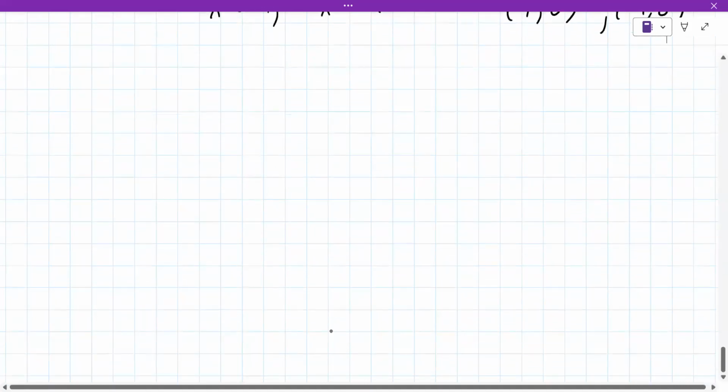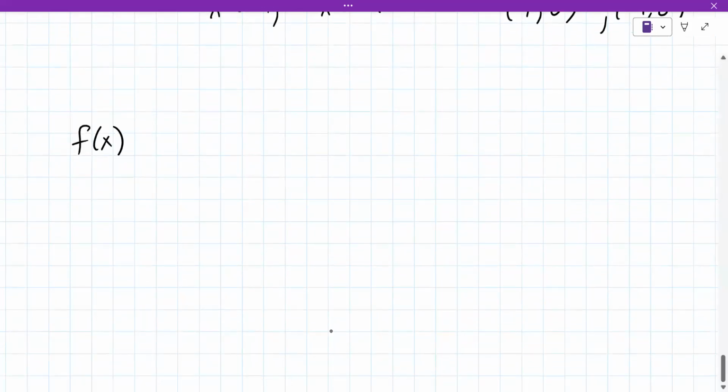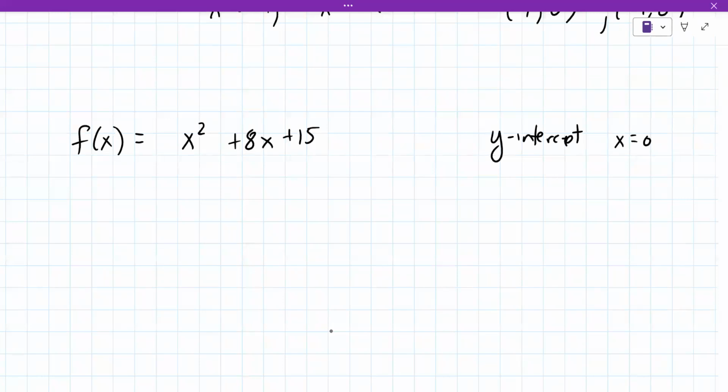All right, so here's a new problem for us to look at, and then we'll maybe transition to something else. X squared plus 8x plus 15. Let's first determine the y-intercept. X equals 0. Okay, that's true. What is the y value? 15. Yes, so it'd be 0, 15. Very good. Now let's do the same thing for the x-intercepts.